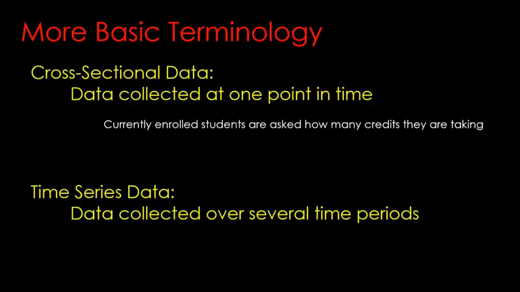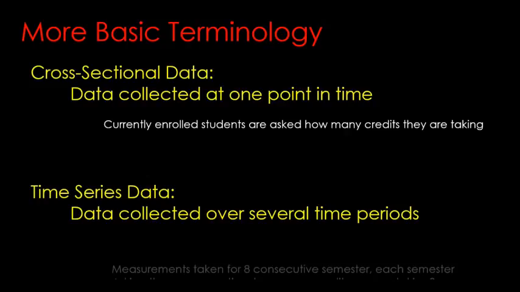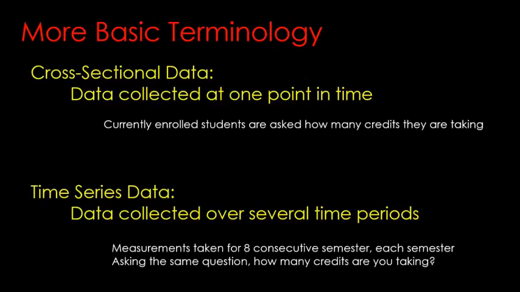This data would be considered cross-sectional data. We get a snapshot of what our students are doing at one point in time. Or we could decide to take measurements for 8 consecutive semesters, each semester measuring the same variable, the average number of credits students are enrolled in each of those time periods. The data from these measurements would be considered time series data.